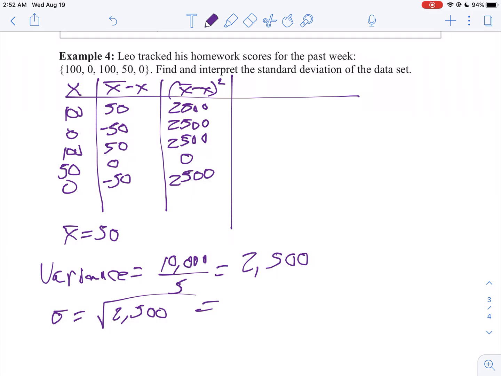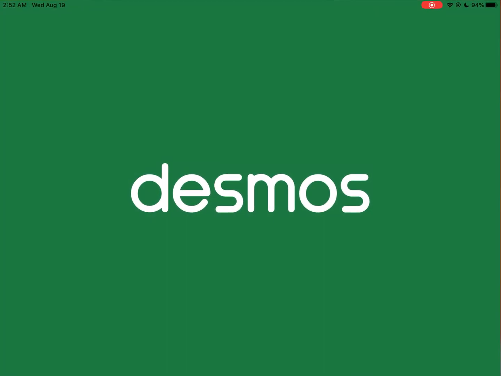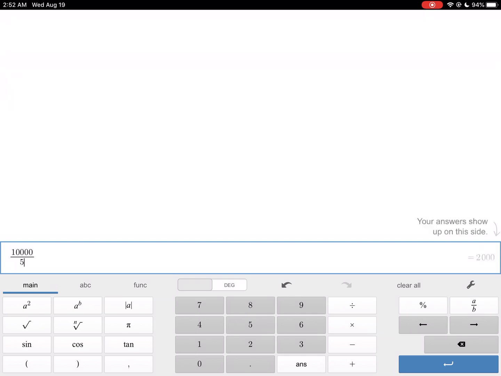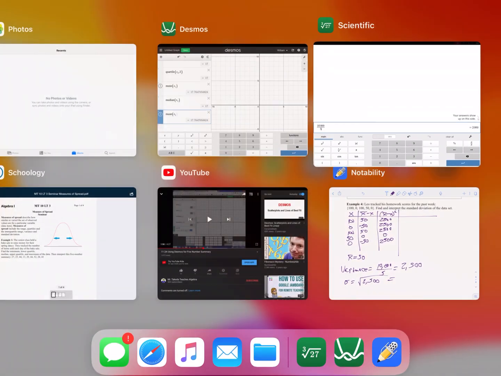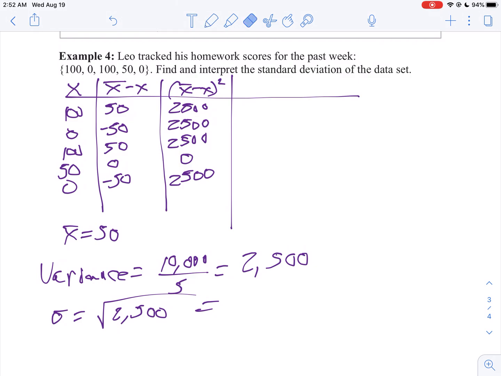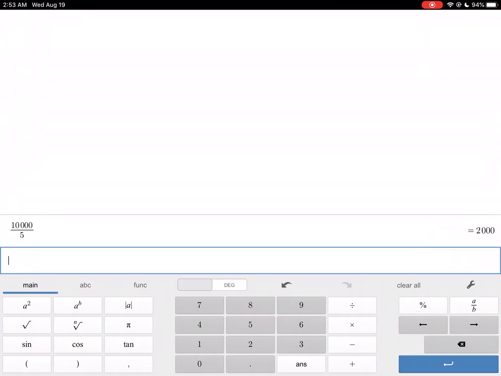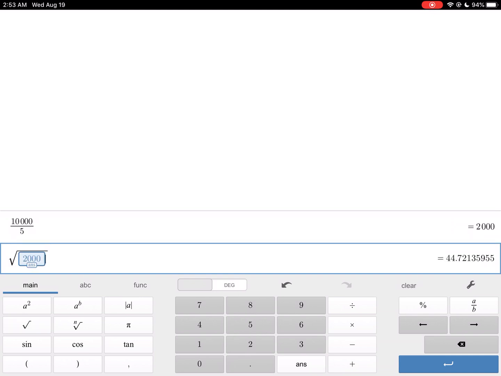If I take this, let me make sure something's not kosher here. Okay, if I take 10,000 and divide it by 5, I get 2,000. Man, that was not smart. That's 2,000. Let's try that again. Sorry about that. I try to do things in my head and not very smart. So then I'm going to take the square root of 2,000, and we get about 44.7.